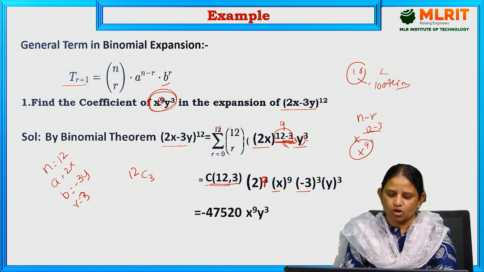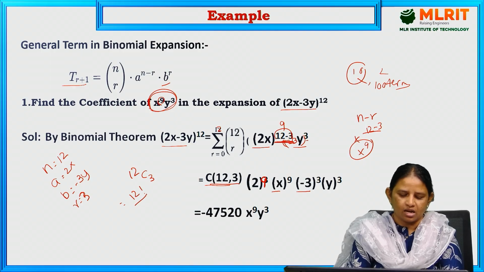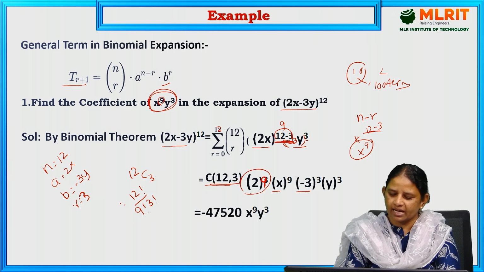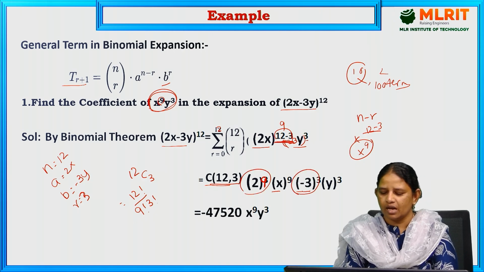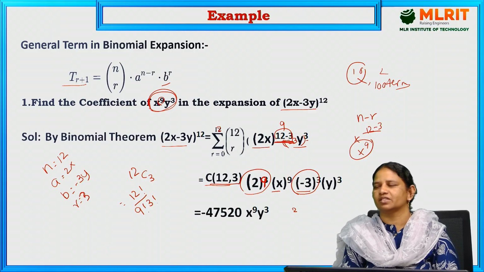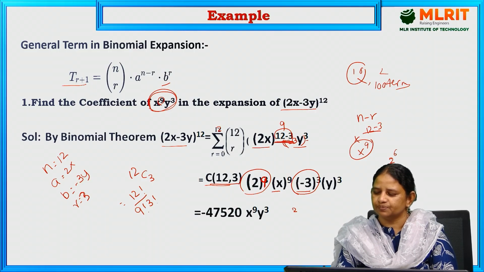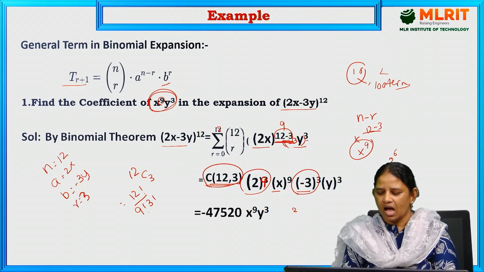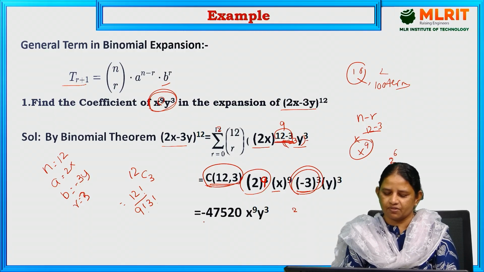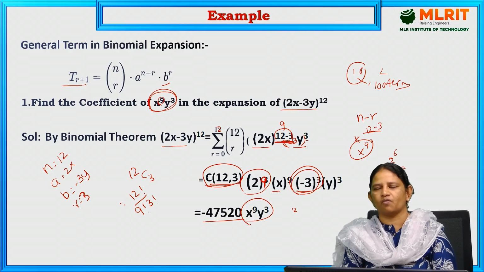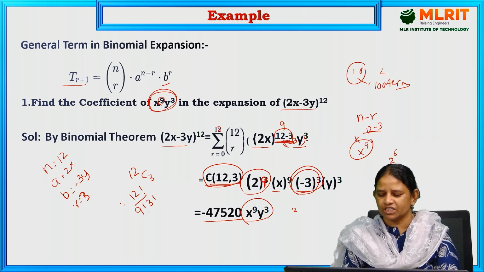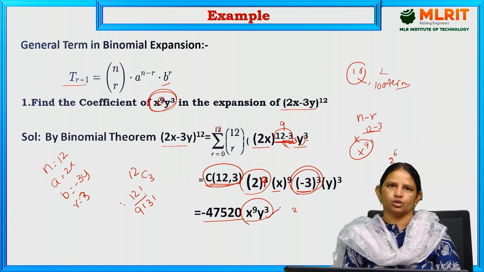So what is the value of 12C3? It means 12 factorial by 9 factorial into 3 factorial. After multiplying with 2 power 9 and minus 3 power 3, we need the 2 power 9 value. 2 power 5 is 32, then 2 power 6 is 64, 128, 256, 512. So 512 is multiplied with 12C3 and also with minus 27. We are going to get the coefficient value of x to the power of 9, y power 3 equal to minus 47,520.